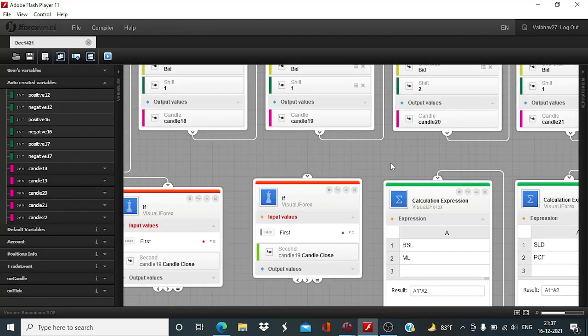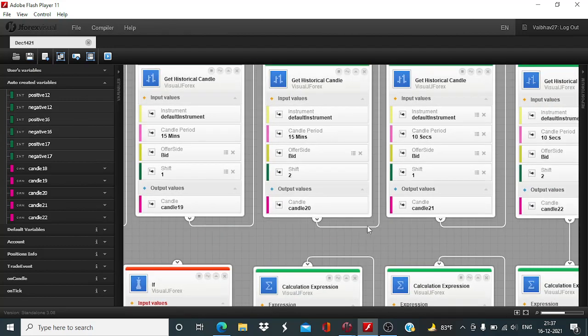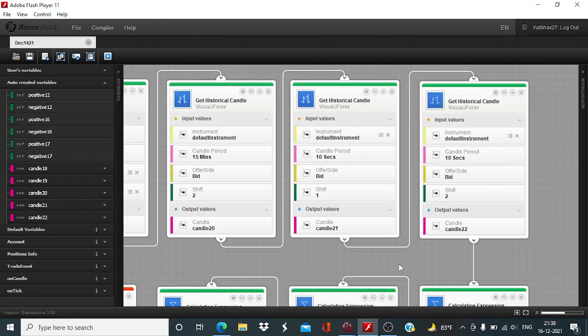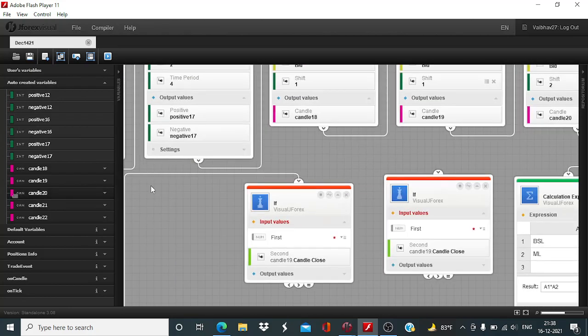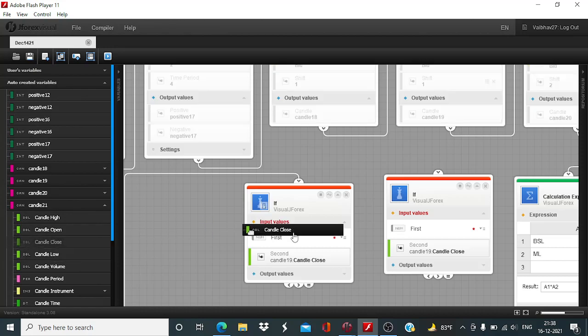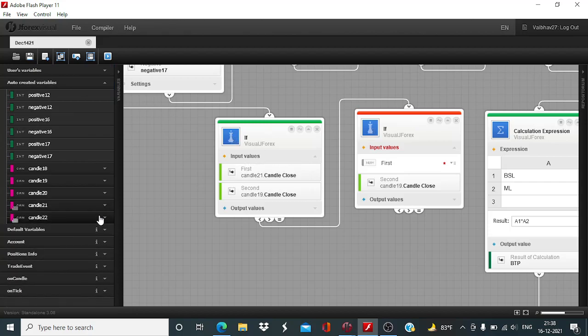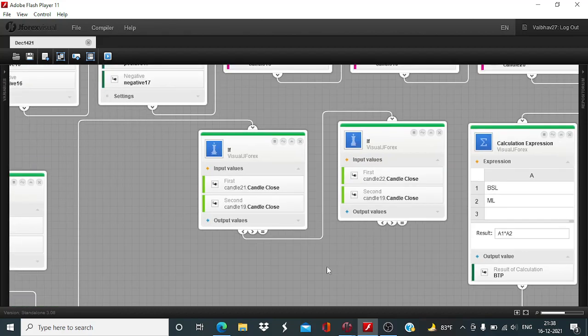And candle 20 and candle 21 close, not candle 20, but candle 21 and candle 22. I had overlooked this candle period. These two are 10 seconds. So we have to compare candle 21 and candle 22. Okay. Candle 19 is fine. In this case, first input less than second input. And in case of candle 22nd, first input will need to be greater.